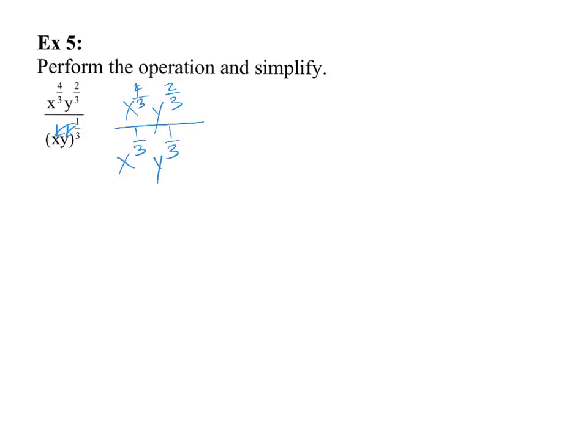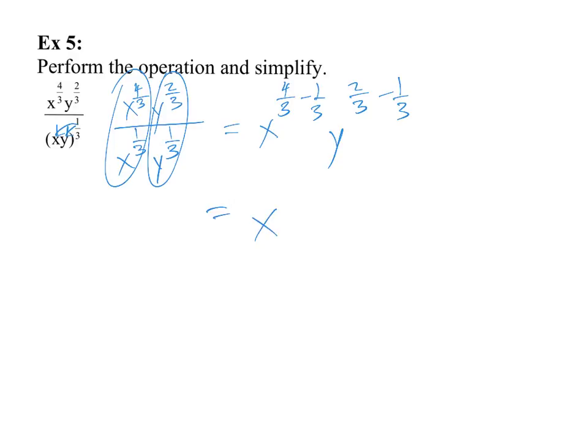Okay, applying some exponent operations here. Applying the quotient rule, I'm going to subtract these exponents. I'm going to subtract those exponents. So I have x to the 4/3 power minus 1/3 times y to the 2/3 power minus 1/3. So I get x to the 3/3 power times y to the 1/3 power. Then I end up with x times the cube root of y. Done with this one. On to the next.